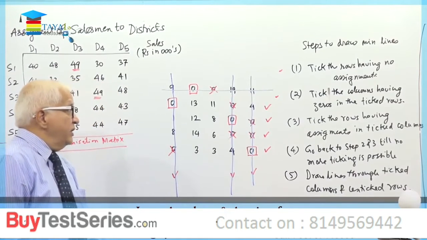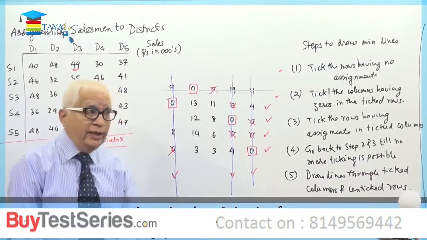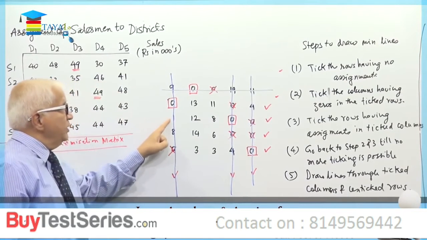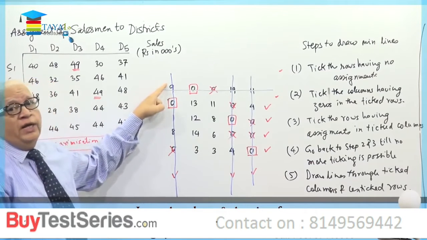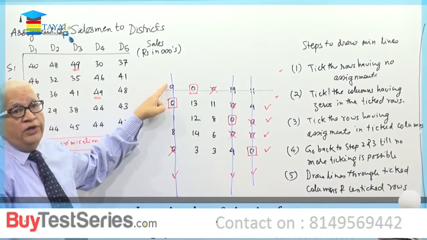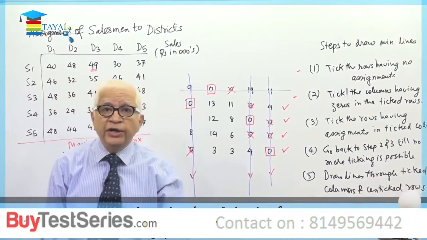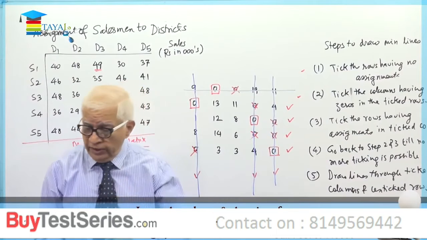The remaining elements are such that there is only one line passing through them. For example, this element, only one line is passing, only one line is passing. But here, there are 2 lines passing through this, one vertical and one horizontal. So 3 types of elements are treated in 3 different ways. Okay. Now, what is the procedure?